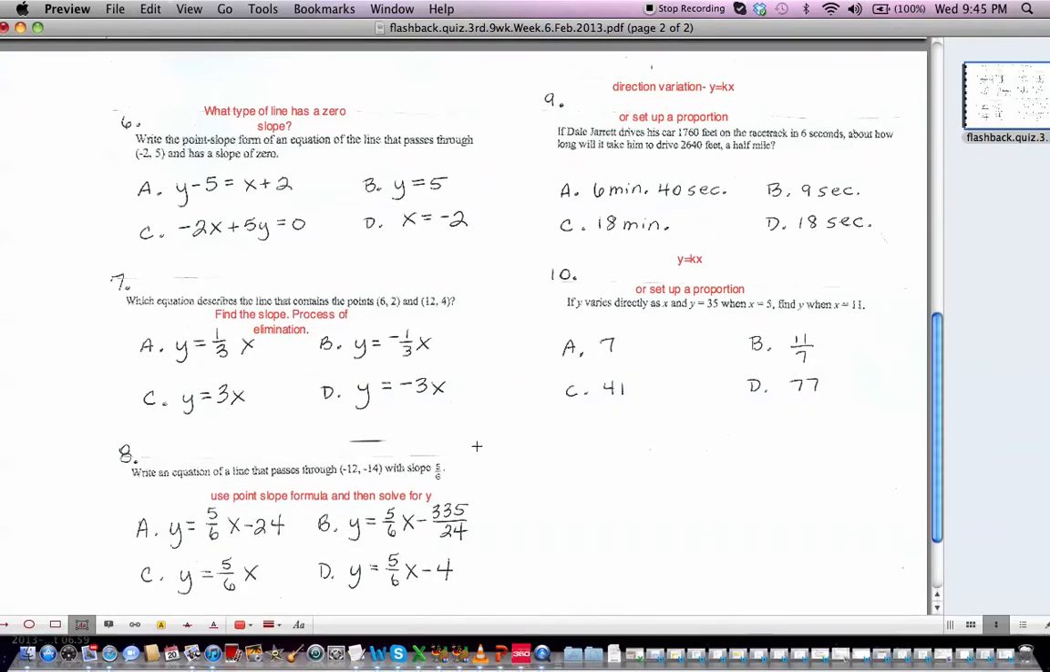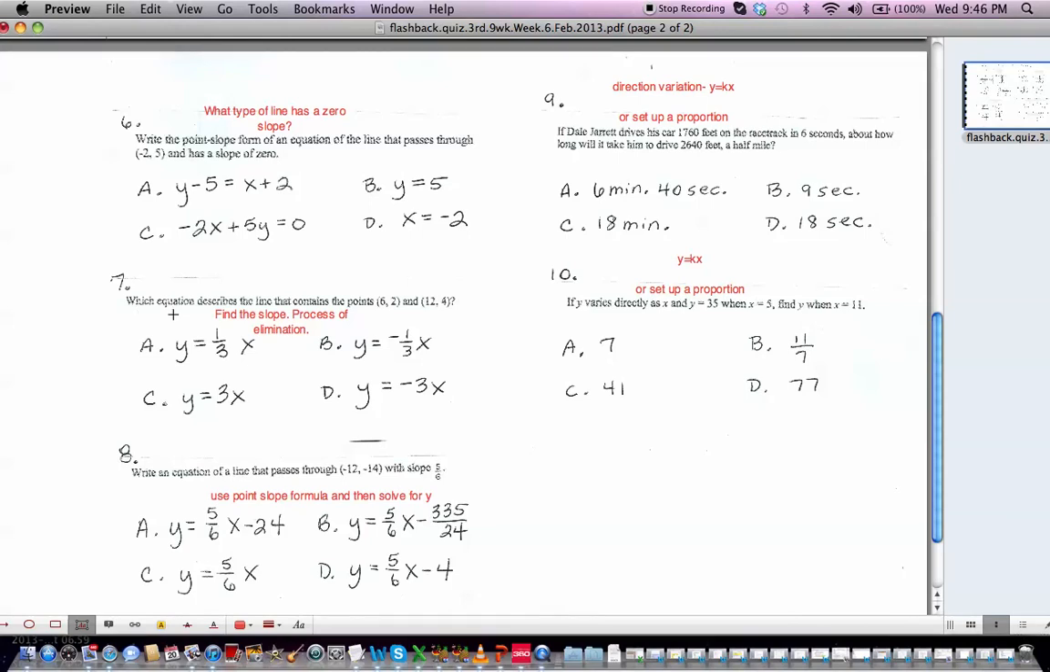Number 6. Write the point slope form of an equation of a line that passes through negative 2, 5, and has a slope of 0. Now, here's a hint. What type of line has a slope of 0? So just think about that. Point slope formula, I'm giving it to you again. Just plug those in. But also think about this. What type of line has a slope of 0?